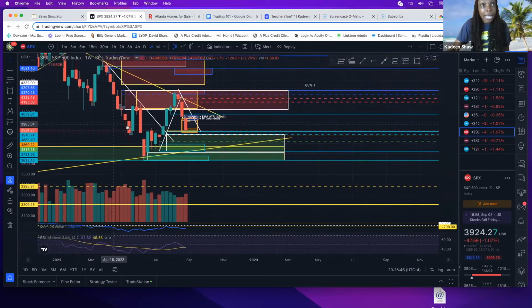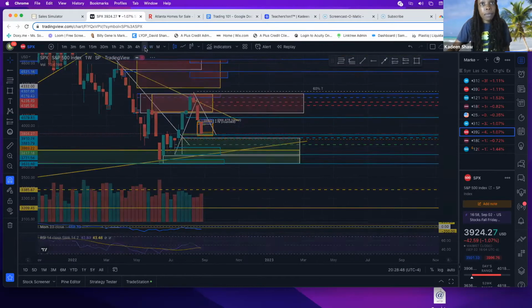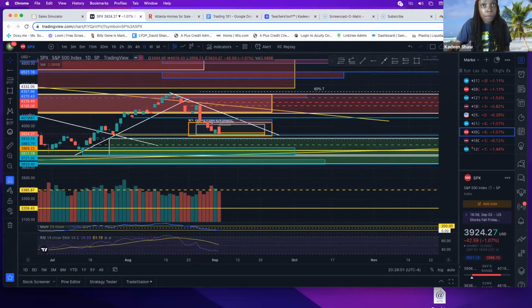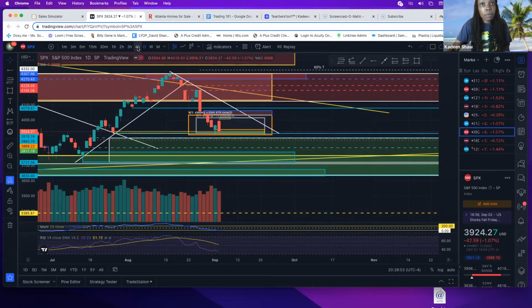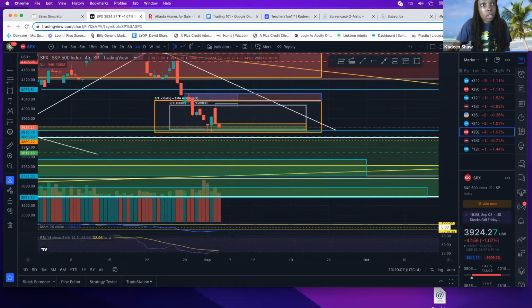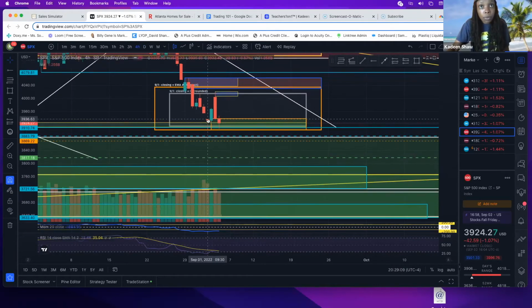Then I go to my daily. I use blue box for my daily, shaded in red. And then I use turquoise, which is a form of blue, for my daily demand zone, shaded in green. And then I go down to my 4 hour. I use orange for my 4 hour. So my 4 hour zone that I charted was this one right here. I shaded it green. If it's a demand zone. If it was a supply zone, I would have shaded red.